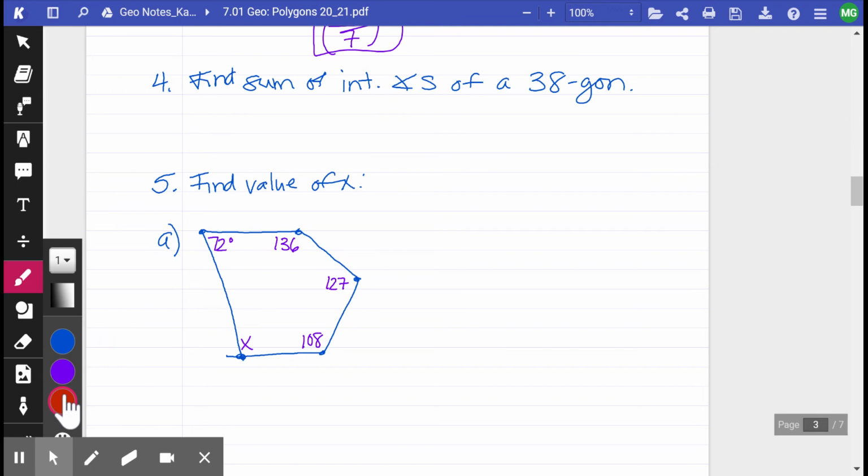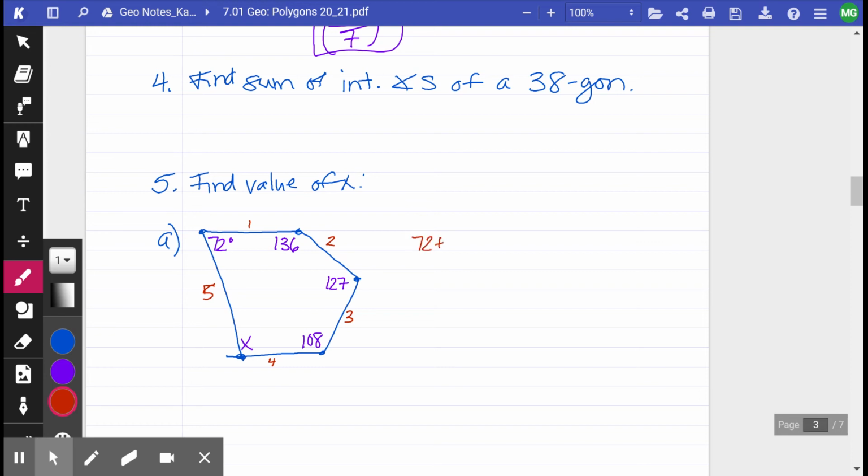All right, so hopefully you said, okay, well, let me count how many sides this has. 1, 2, 3, 4, 5. So this is a pentagon. And we want to find x. So in order to find x, I need to know how many degrees are in the entire figure. So to do that, I'm going to add up all of these angles together.